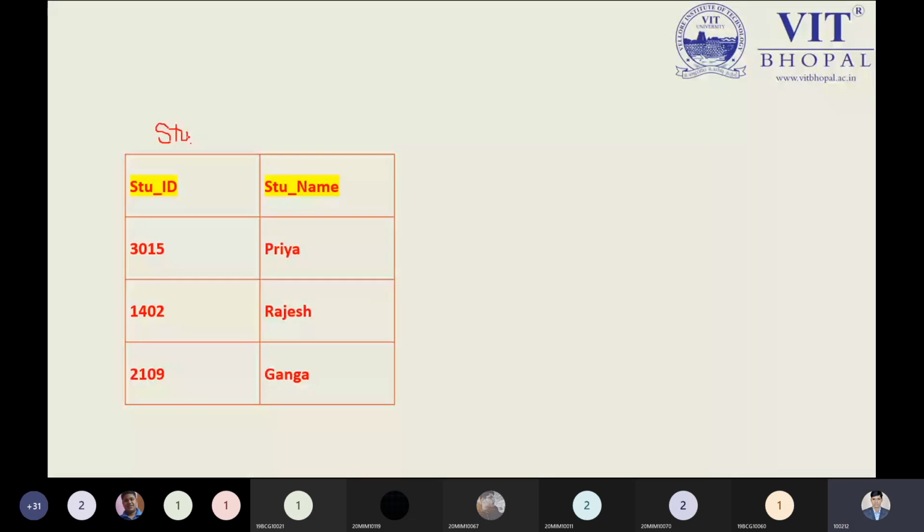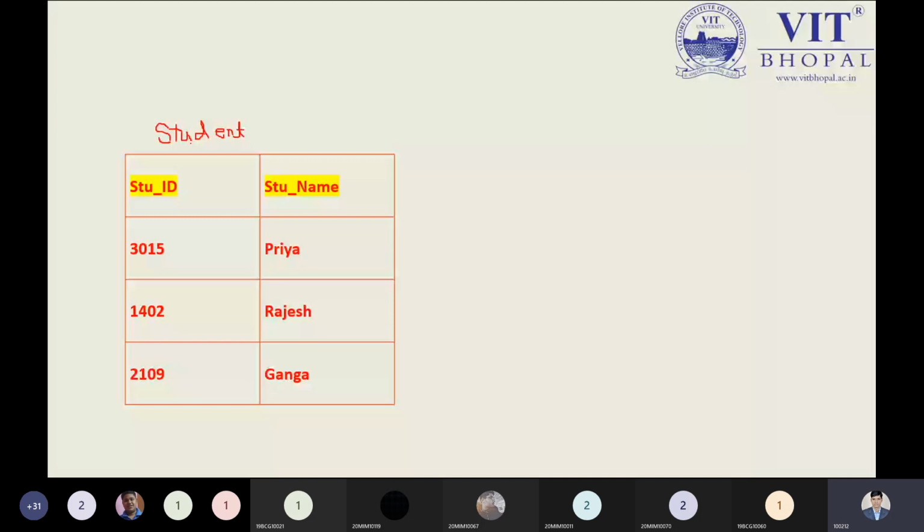Okay. So, can anyone tell me, student ID is determinant to the student name? So what is this actually? Student ID is determinant to the student. So what is this? Is this a trivial FD or a non-trivial FD? Just let me know right now.